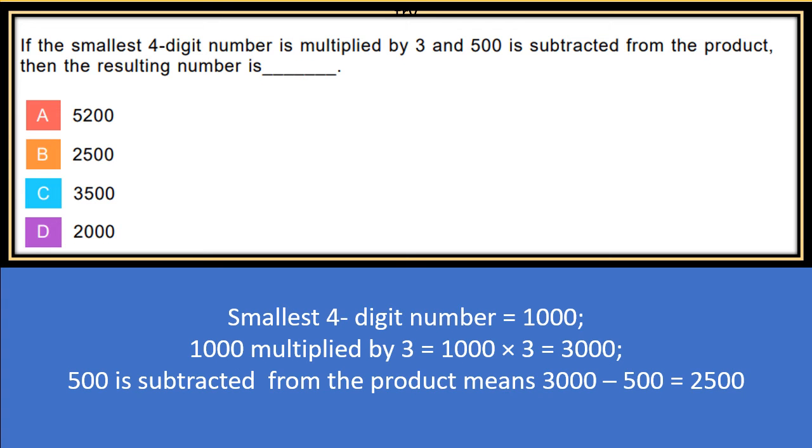If the smallest 4-digit number is multiplied by 3 and 500 is subtracted from the product, then the resulting number is. Now smallest 4-digit number is 1000. 1000 when multiplied by 3 is 1000 into 3, 3000. Now 500 is subtracted from the product. So 500 is subtracted from the product means 3000 minus 500, which is 2500 is our answer.